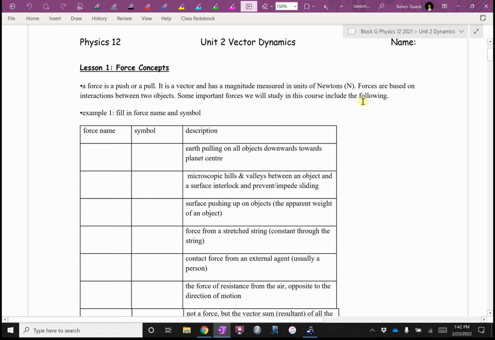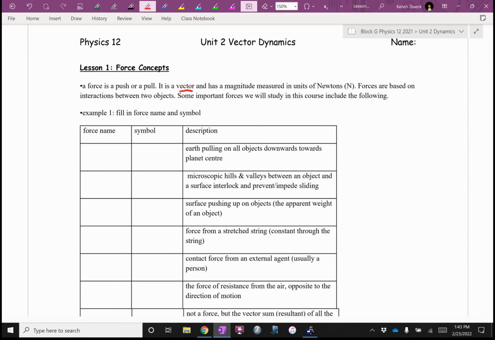It is a vector, and that's going to become way more important this year. And it has a magnitude measured in newtons. Although, since F equals what? Since it's ma, a newton is really a kilogram meter per second squared, but we decided to name that a newton. Forces are based on interactions between two objects. You have to have two objects for a force to occur.